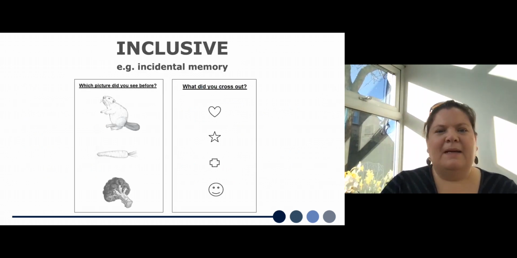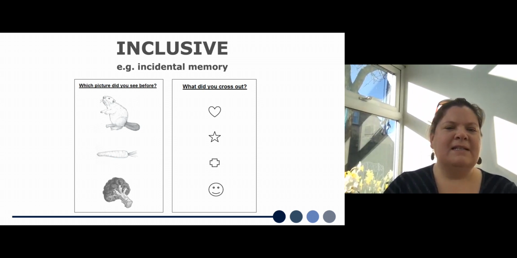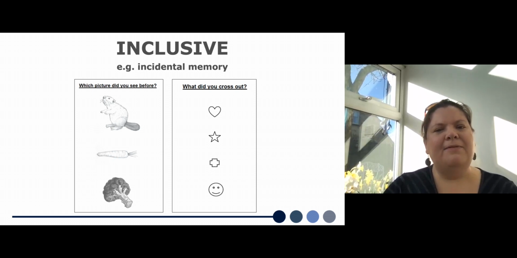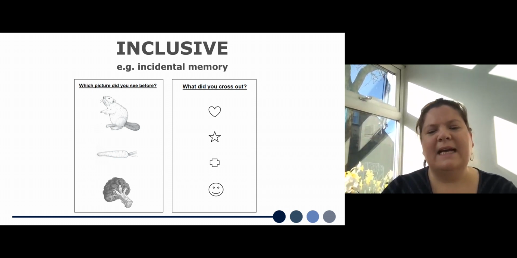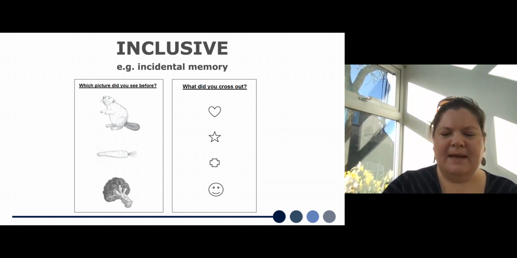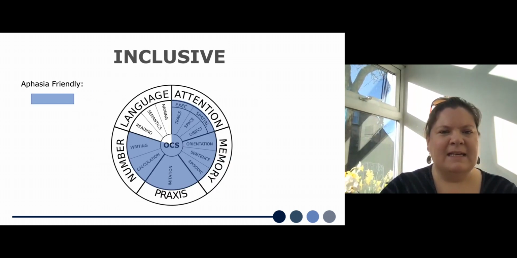It's also very much made to be inclusive. For example, one of the tasks is an incidental memory task. So it's asking about what you've done before and what you've seen before, and you can just point to it. You don't need to have any language awareness to be able to do this kind of memory task.